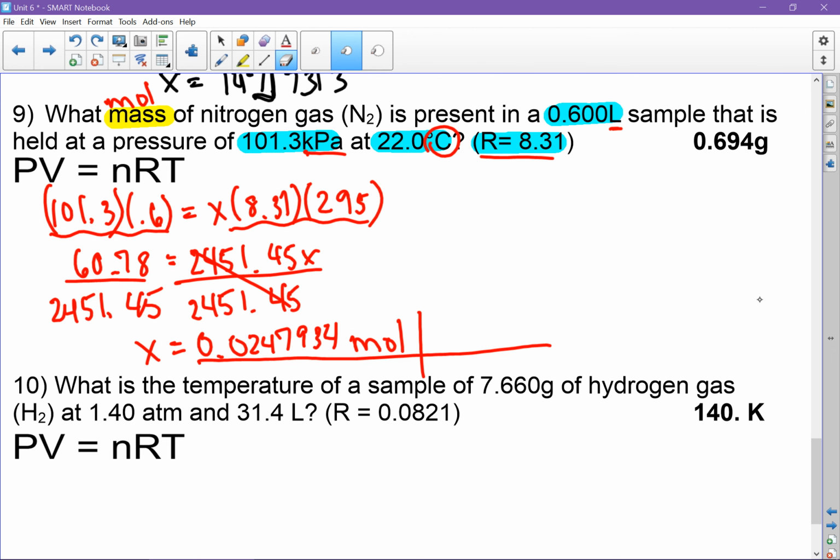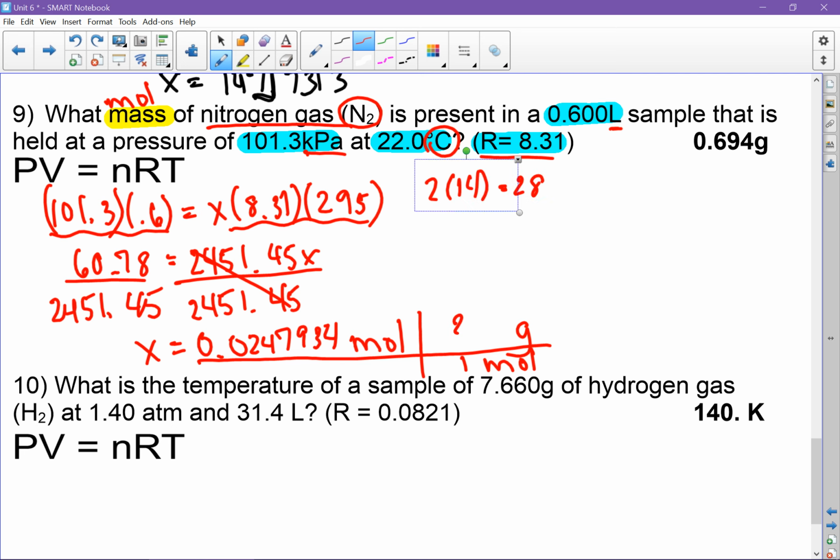I'm going to get rid of my temperature. So I put 1 mole on the bottom. I'm looking for grams. It told us that we were dealing with nitrogen gas. There are 2 of them. Each nitrogen weighs 14, so the mass that I will use is 28. That's what you're going to put in your calculator, and you should get 0.6944 something.